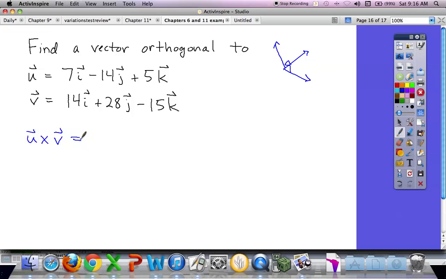But the way to do this, we need to write the two vectors in component form, one on top of the other. And it must be that the first vector, u, is on top. So let me write it down. 7, -14, 5. And the second vector is 14, 28, -15.